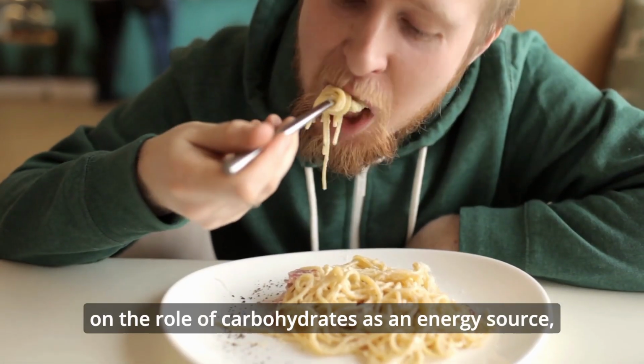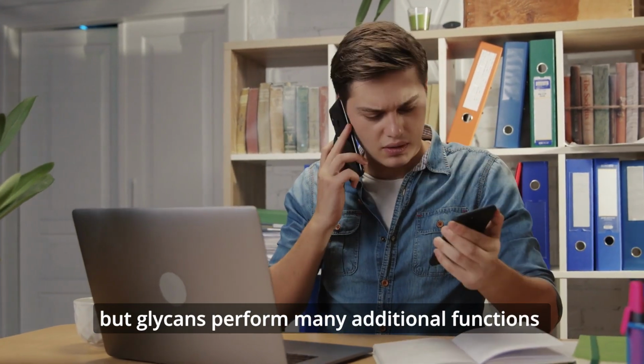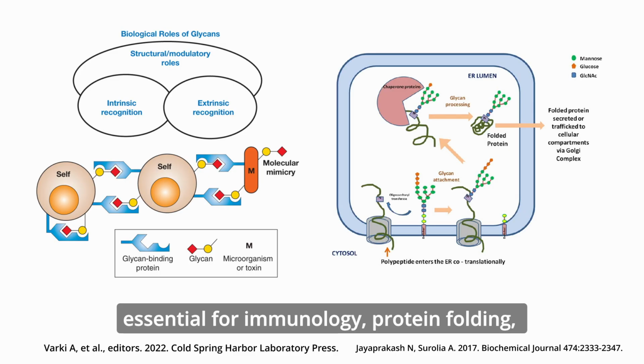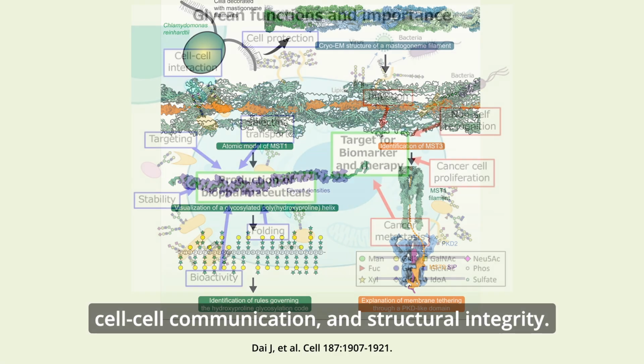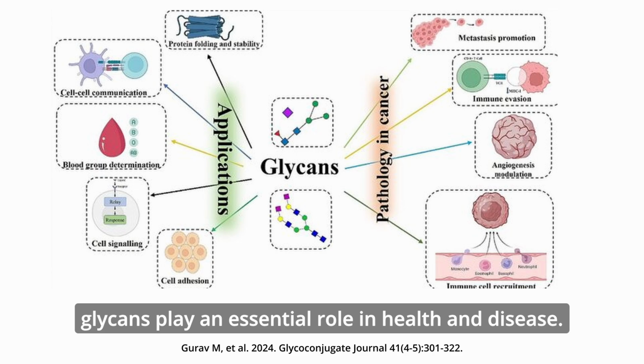We tend to focus on the role of carbohydrates as an energy source, but glycans perform many additional functions essential for immunology, protein folding, cell-cell communication, and structural integrity. And so, in summary, glycans play an essential role in health and disease.